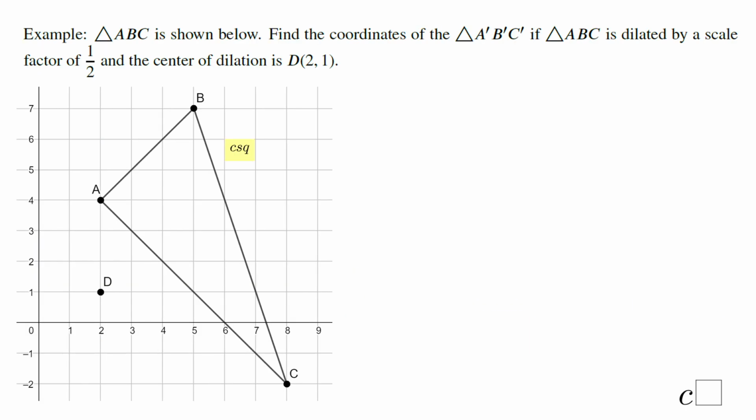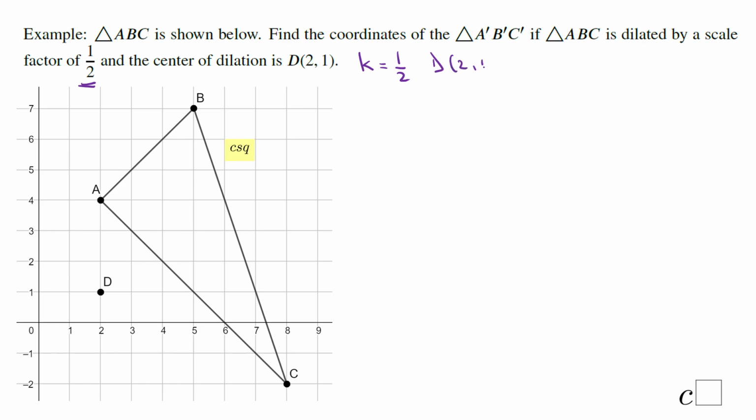So I'm going to show you now an example like this one. Triangle ABC is shown below. Find the coordinates of triangle A prime, B prime, C prime if the triangle is dilated by a scale factor of 1/2, and the center of dilation is (2, 1).